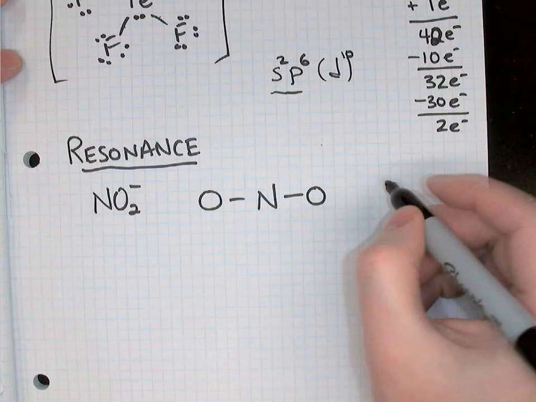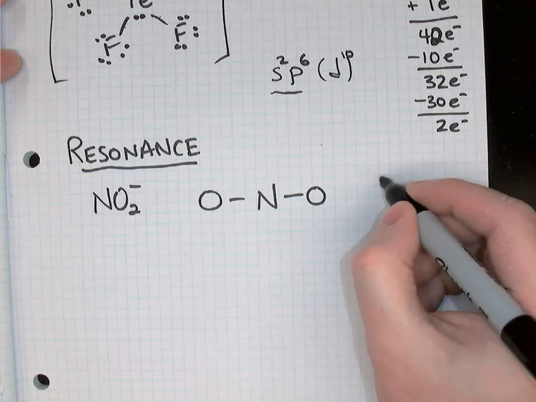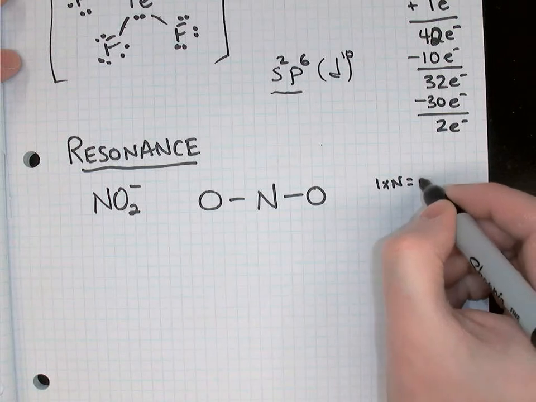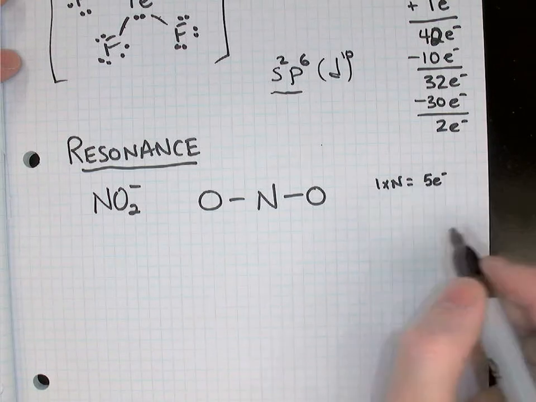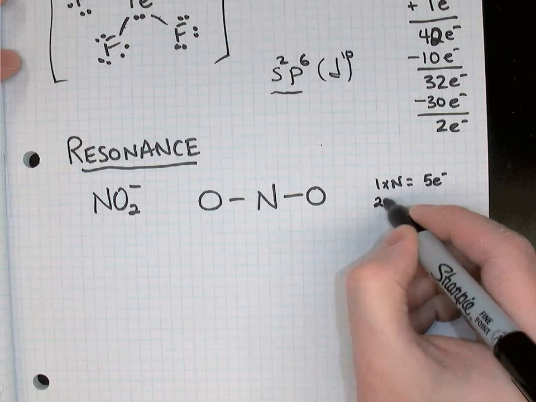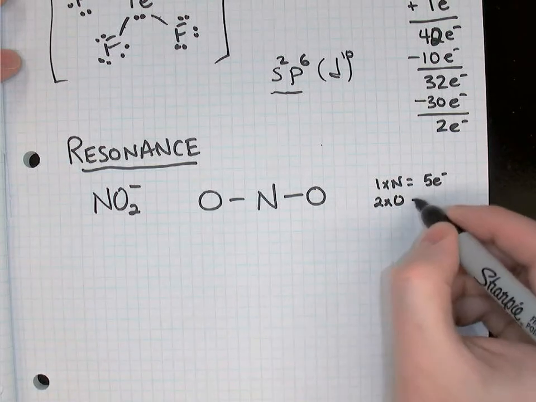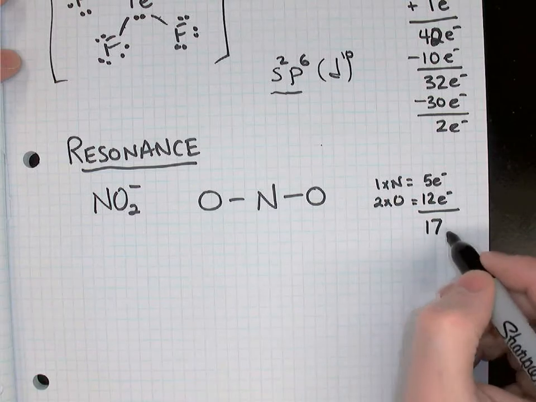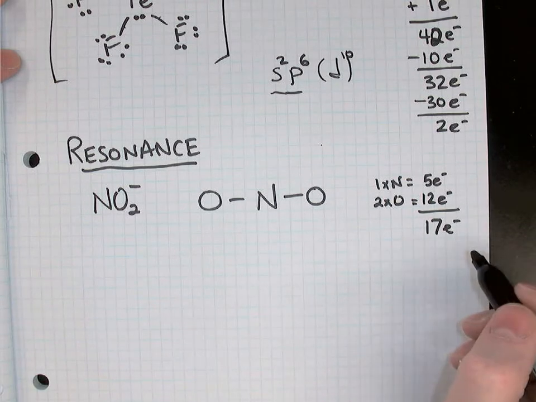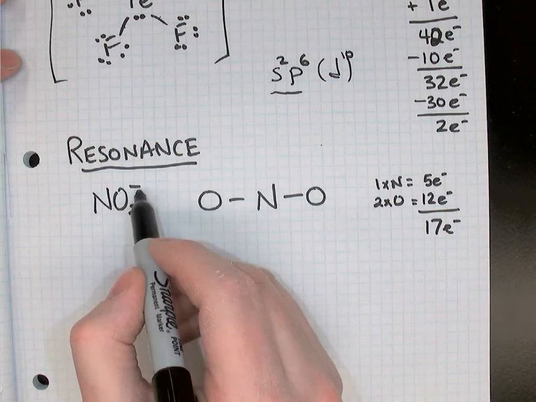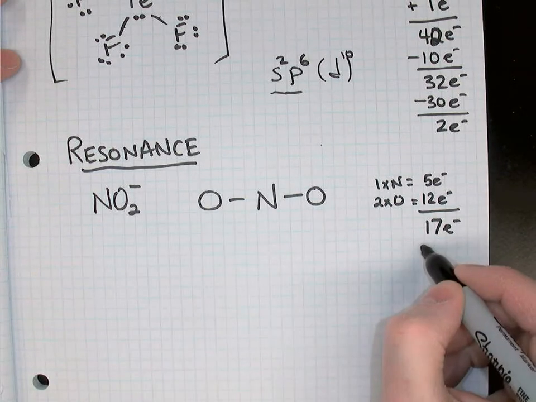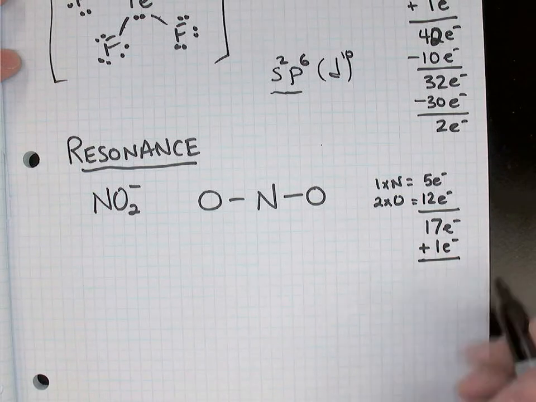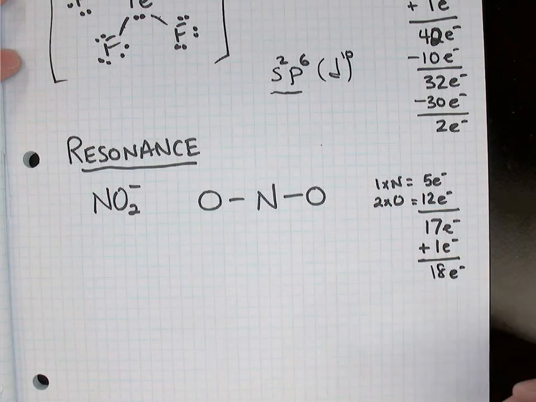And if we count our electrons, our valence electrons, we have 1 nitrogen, which is 1 times 5 electrons, so we have 5 valence electrons for nitrogen. We have 2 oxygens, 2 times 6 is 12 valence electrons there. So those 2 elements are bringing in 17 electrons total. But this ion had a negative charge. So because it's negative, -1, we're going to add 1 more electron because of that negative charge. So we have 18 electrons total to play with.